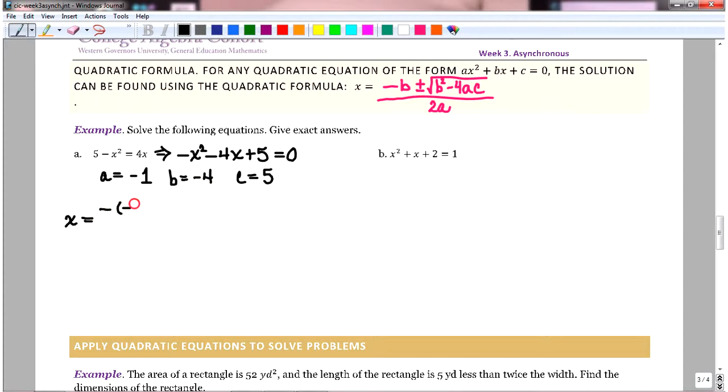I'm going to write it like this, though, just to make it clear for our first run through. So negative 4 plus or minus the square root. Well, now we take b squared. When we square negative 4, it gives us a positive 16. Then we have minus 4 times a times c, which is negative 5, all divided by 2 times negative 1. So notice I did some of the steps in my head, because if you write everything out, it looks a bit more confusing and it's easier to make a mistake.